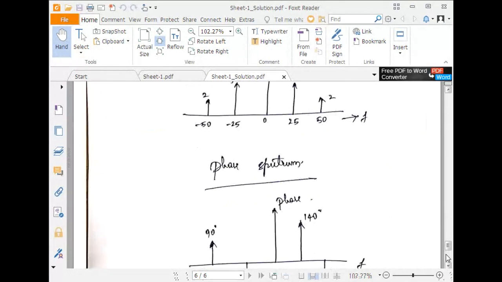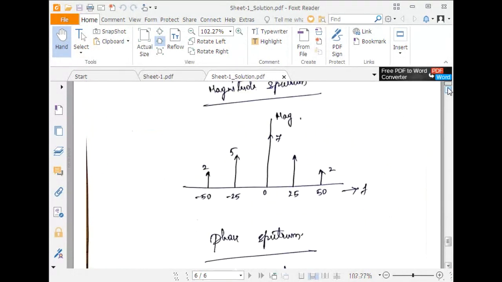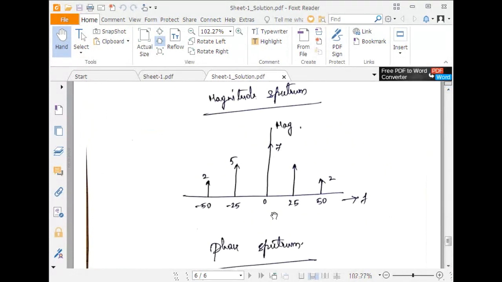And coming to the next spectrum, see, maximum amplitude is 7 at frequency 0, and at 25, the amplitude is 5. I did not write here 5. Minus 25, 5, and at 50 frequency, the amplitude is 2, minus 50 also, amplitude is 2. Understand this? Just write the amplitudes at frequencies.